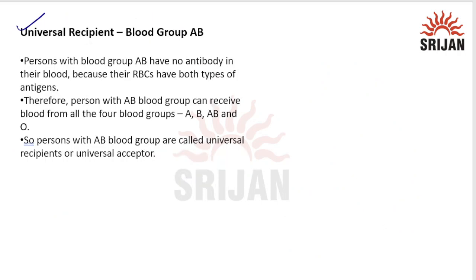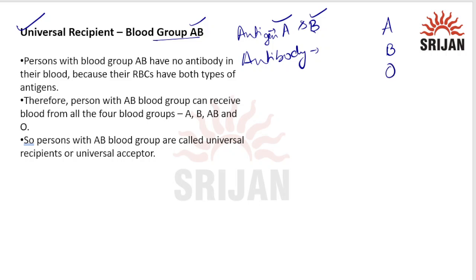Now comes the universal recipient, that is blood group AB. If I ask you about the antigen, you know the presence of antigen gives the name to the blood group. Therefore, antigens A and B will be present in that person. Antibody, there will be no antibody because antigen A and antigen B are already present in that human body. Now, whatever blood group you give, whether it is A, B, or O, there is no antibody against any antigen. Therefore, it can accept the blood from any donor.